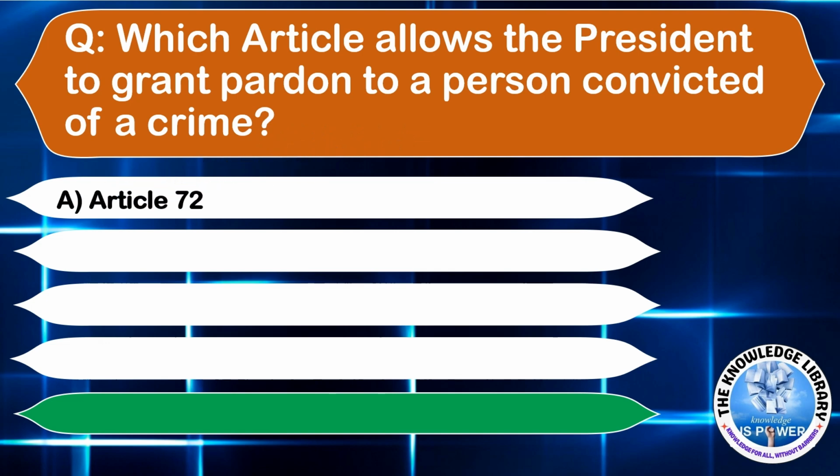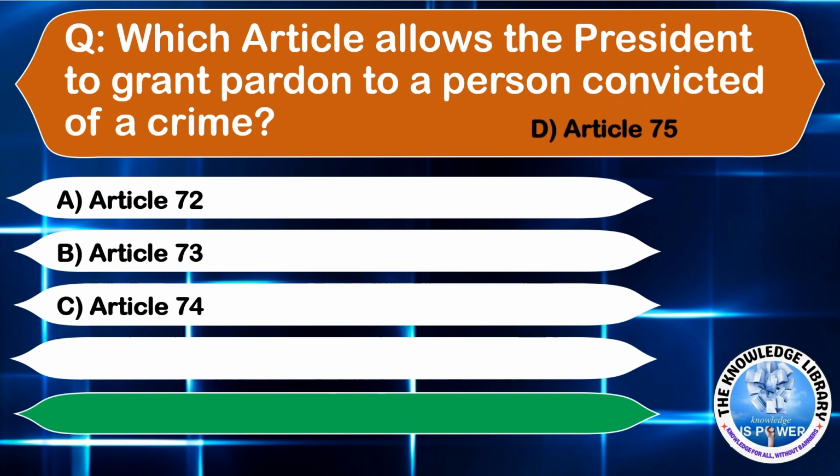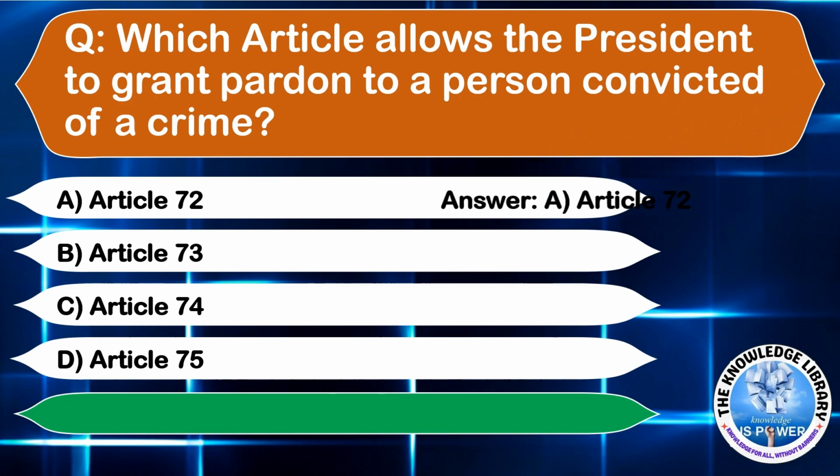The next question is, which article allows the president to grant pardon to a person convicted of a crime? Option A, article 72, option B, article 73, option C, article 74, option D, article 75. Correct answer is option A, article 72.